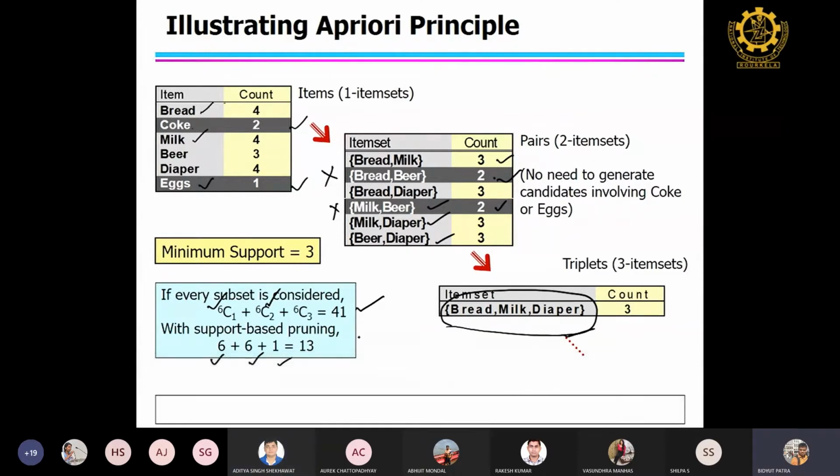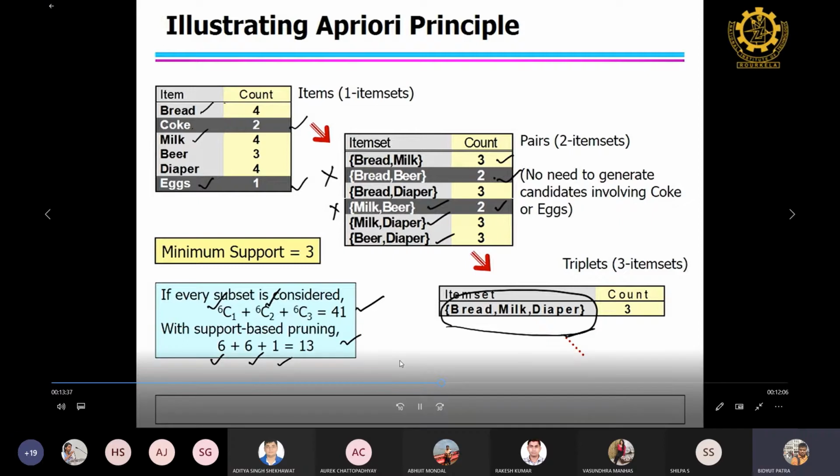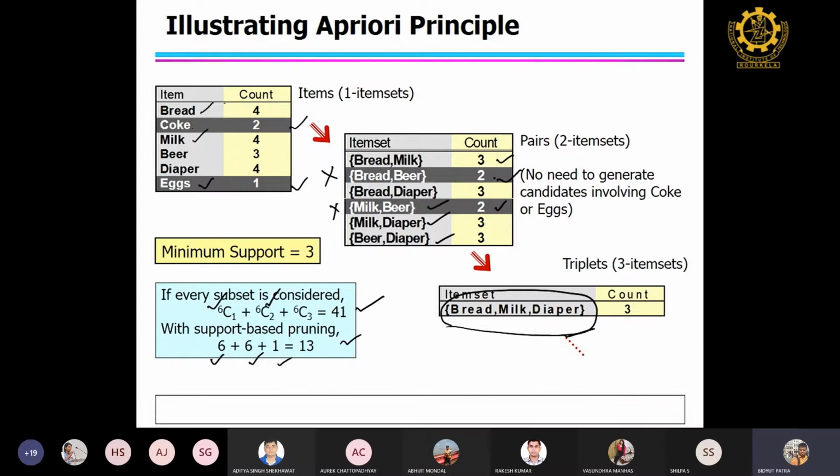Okay. So the total number of candidates will be drastically reduced from 41 to 13. The basic principle is that if an item set is infrequent, all its supersets will also be infrequent. So whenever we have the combination bread, beer, if you add anything, say milk, obviously it is going to be infrequent. Therefore there is no need to generate candidates involving bread and beer.